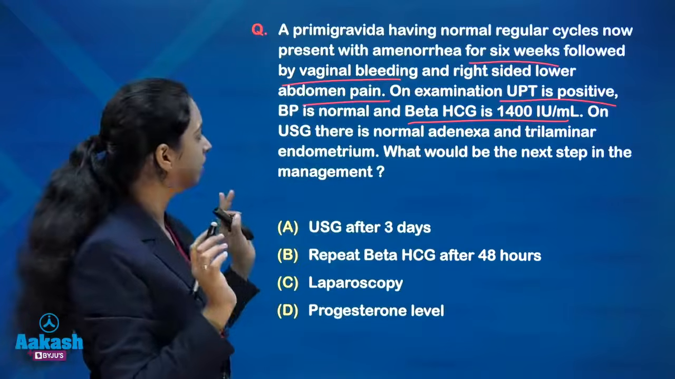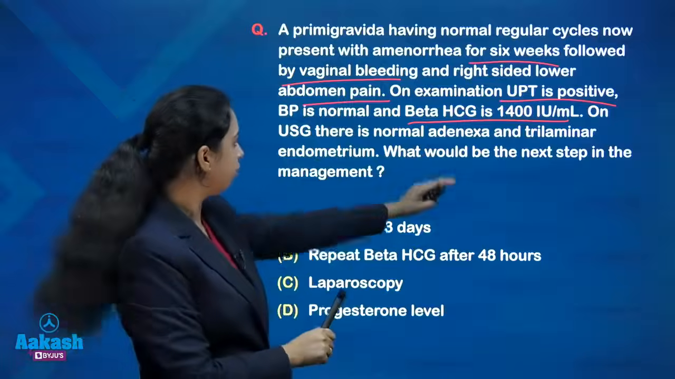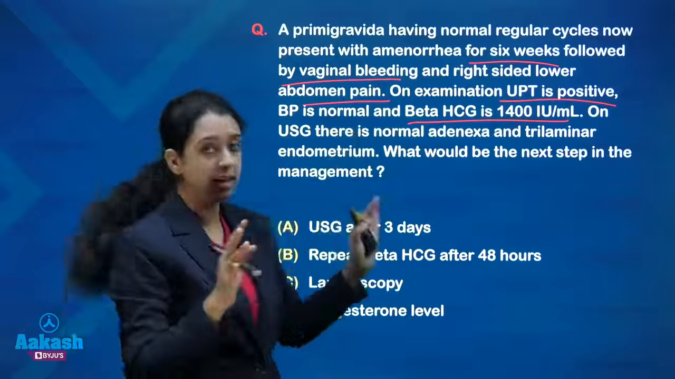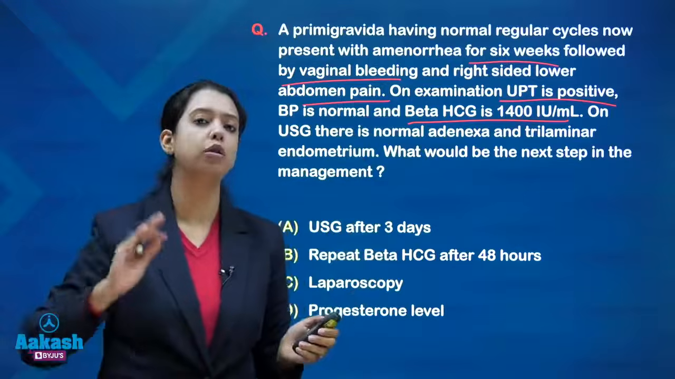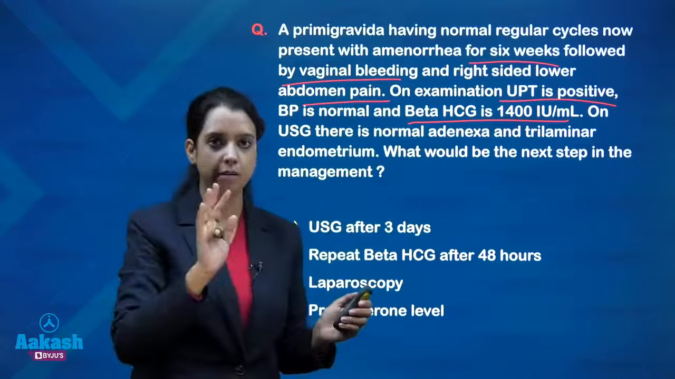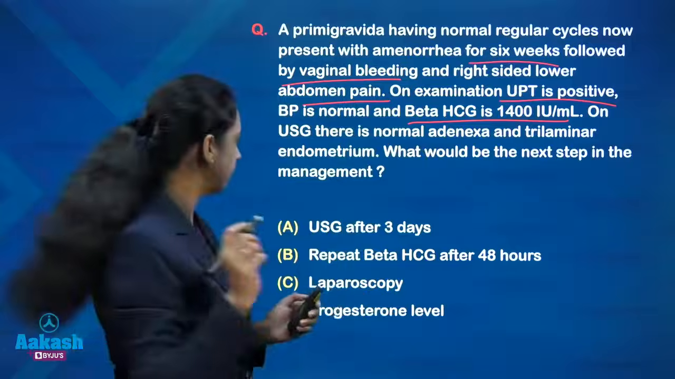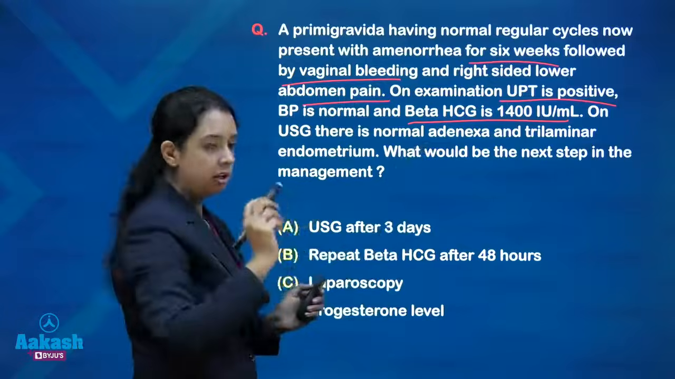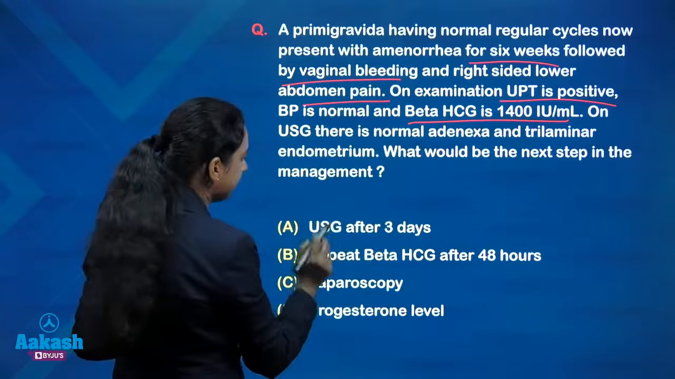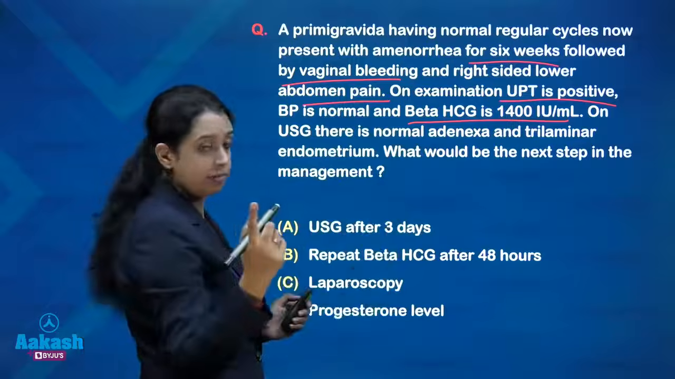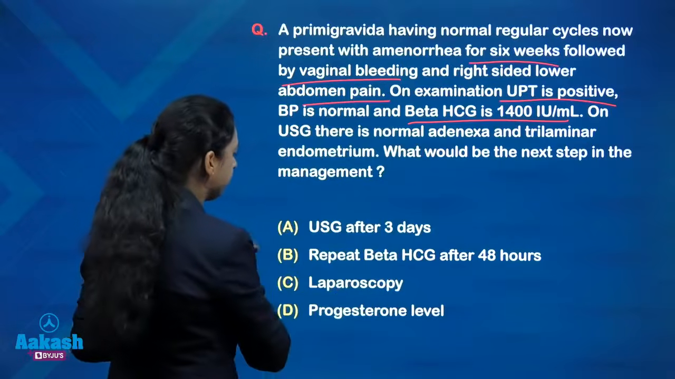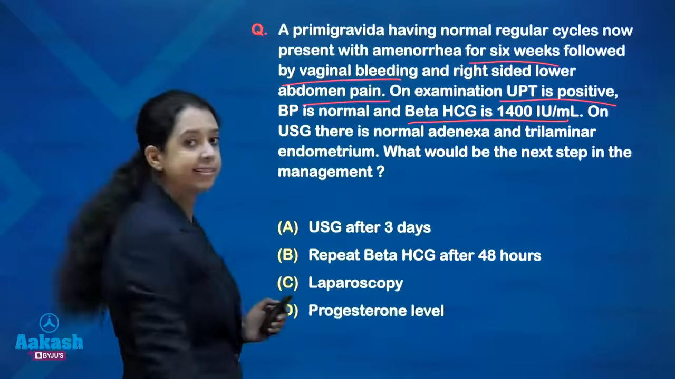So, what is this case? UPT is positive. On ultrasound, you cannot see anything. Patient has spotting and pain. It's a case of pregnancy of unknown location. Pregnancy is there, but you cannot locate where it is. Okay. So, how will you manage such a case? In this beta HCG level, will you do ultrasound after 3 days? Or will you repeat beta HCG after 48 hours? Or will you straight away go for laparoscopy or progesterone levels?